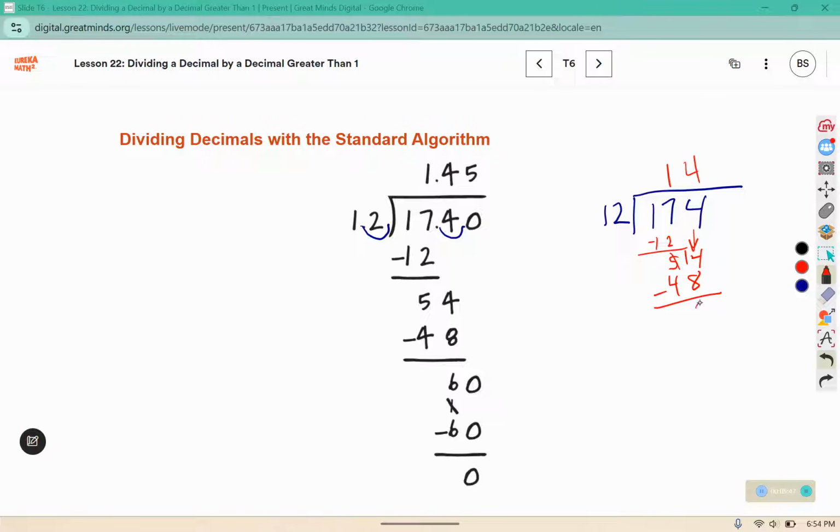14 minus 8 is 6. There's a decimal there. Bring down the 0. 12 fits into 60 5 times. So it should be 14.5 instead of 1.45.